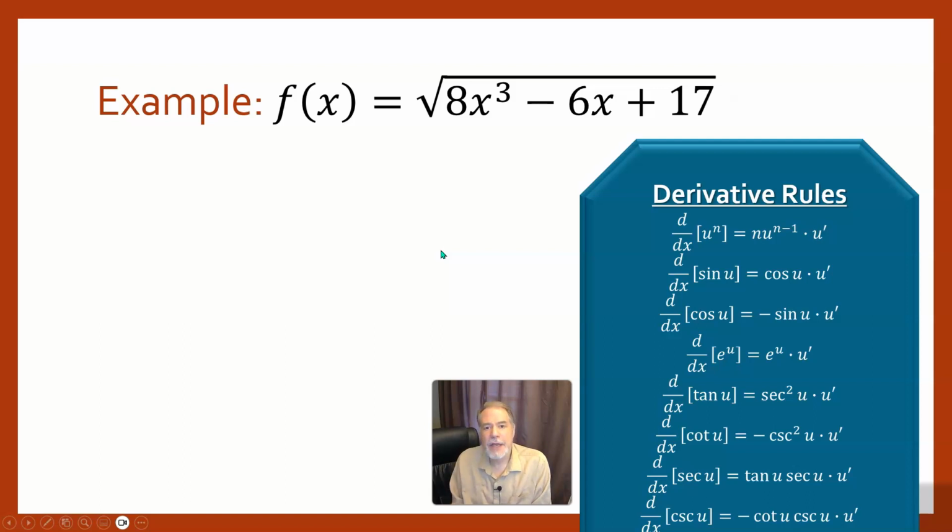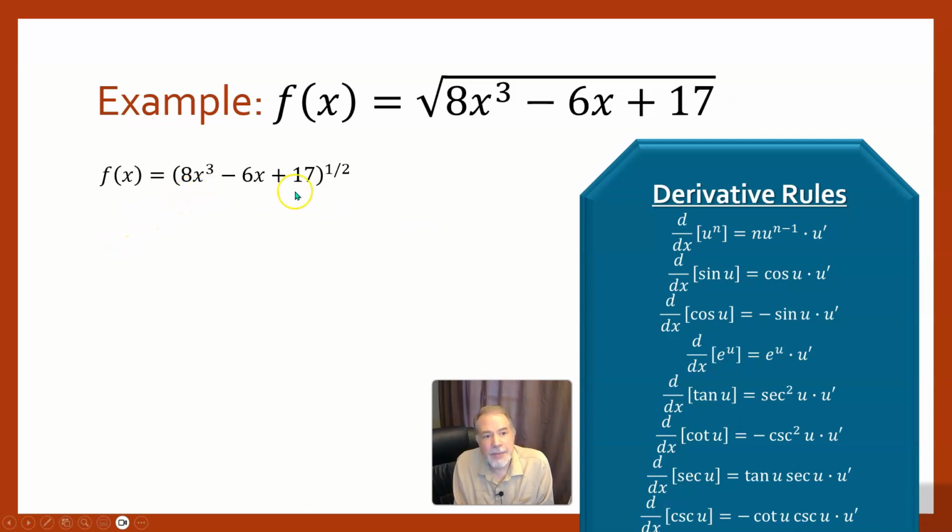What about if f of x is the square root of the expression 8x cubed minus 6x plus 17? Now, anytime you see the square root of something, keep in mind that that would be equivalent to that thing to the 1/2 power. Taking something to the 1/2 power is equivalent to taking the square root of that thing.